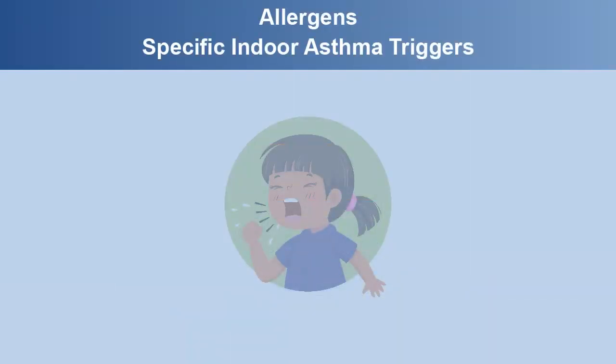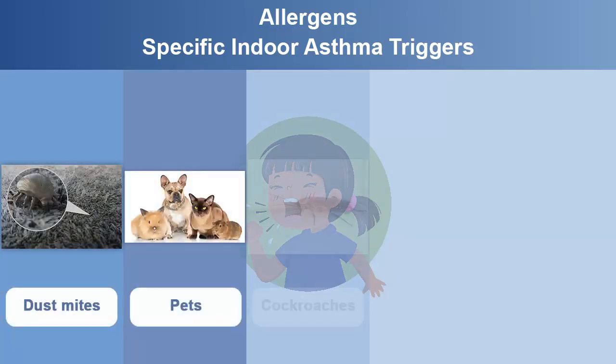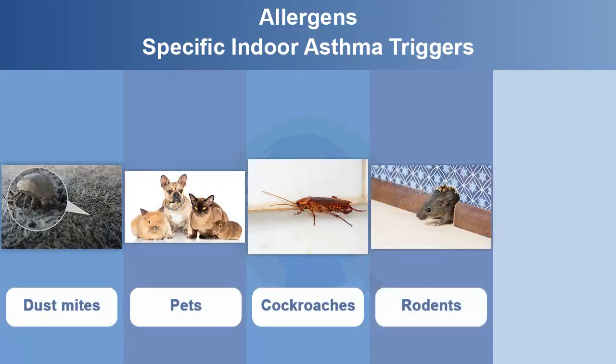Although different people are allergic to different things, some allergens are more common than others. We'll review information about some of the most common allergens that are asthma triggers. Specific indoor allergic asthma triggers include dust mites, pets, cockroaches, rodents, and mold.